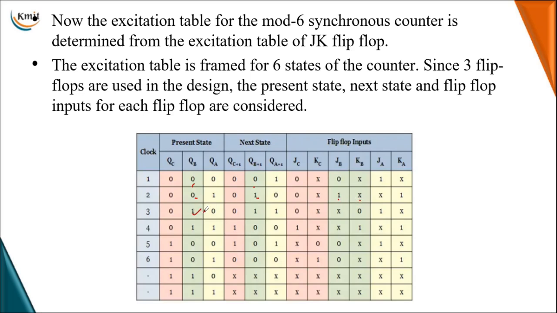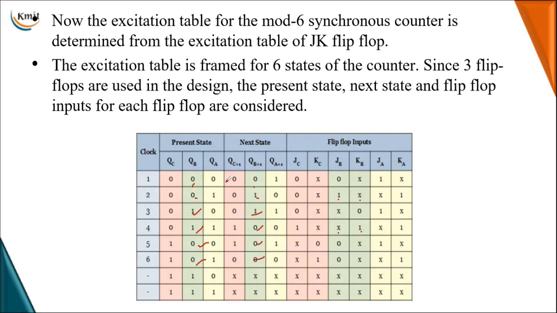Next, QB value is 1, QB plus 1 is 1, so no change, so JB is don't care and KB is 0. So QB is 1 and QB plus 1, the next state, is 0. So KB value is 1 and JB value is don't care. Next, 0 to 0 on QB, so QB plus 1: 0, don't care. 0 to 0 is 0, don't care. And the remaining two states are don't care.